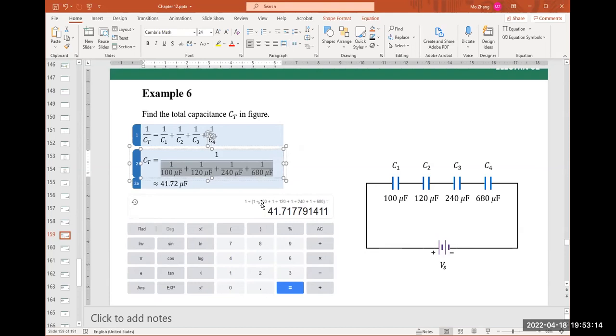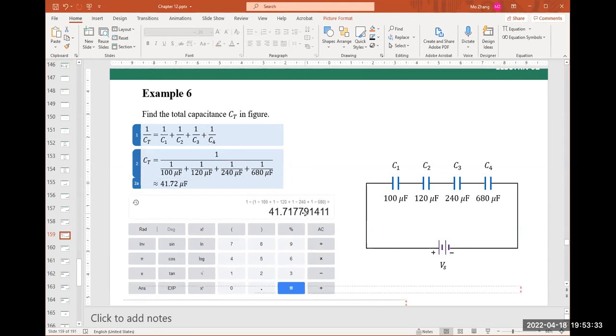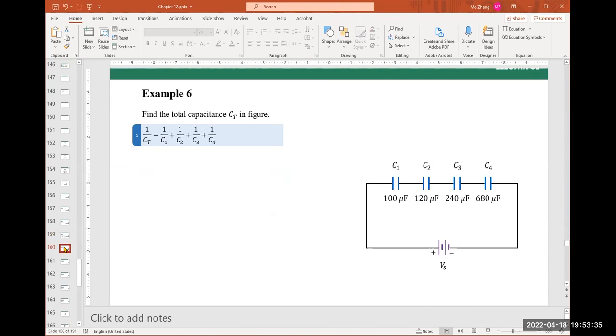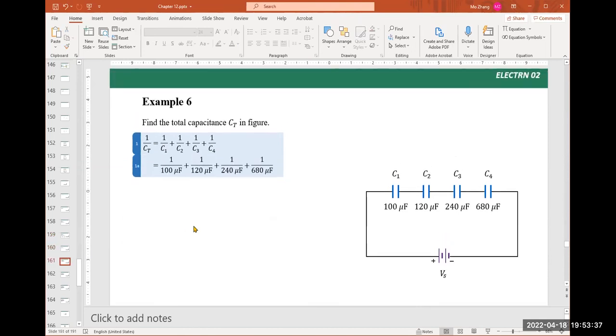The first term in the denominator is 1/100. The second term is 1 divided by 120, 1/120. And then the next one is 1/240. And then the last one is 1 divided by 680. And how about next? Let's see.